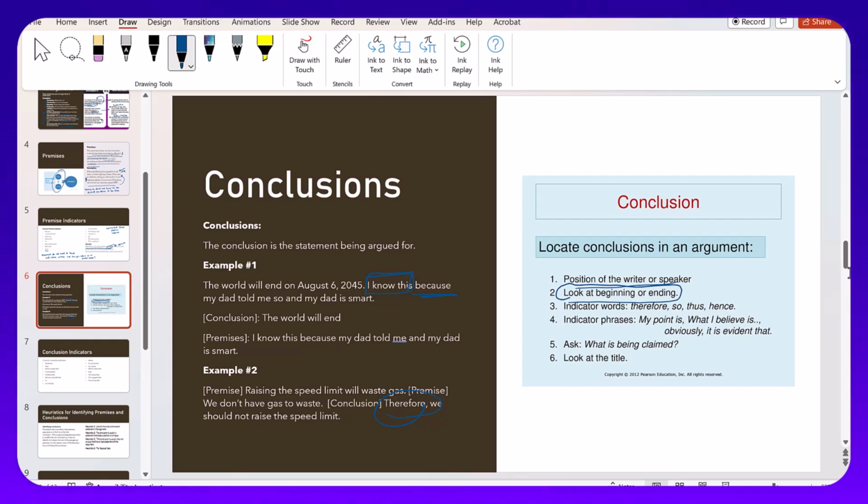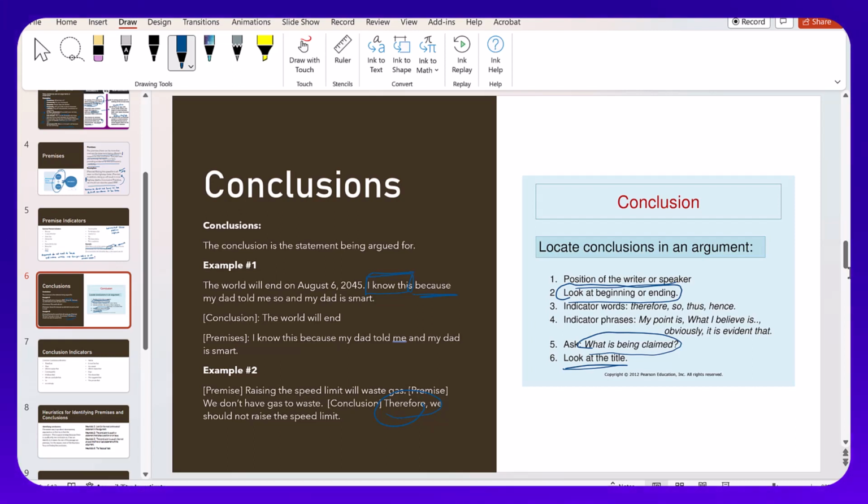Then there are the indicator words we're going to look at. This is a good one too: ask what is being claimed, and also look to the title if there is a title. A lot of times we're just looking at sentences here, so there isn't going to be a title. But if you're reading a paper or something else that has a title, it can sometimes give you clues to what the conclusion is going to be. But ask yourself, if I'm reading this passage, what's the point? What are they trying to prove?